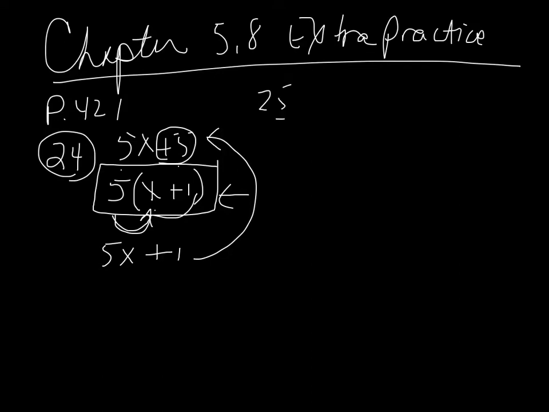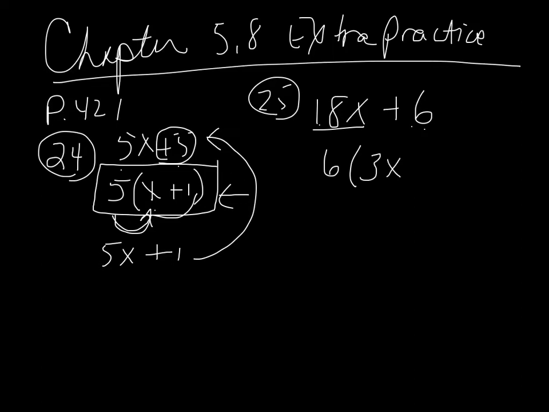So 25 would be 18x plus 6. And so you have to ask yourself, what factor is in both terms? Well, I can pull out a 6 in both. So if I divide, 18x divided by 6 would be left with 3x. And divide this by 6 and I get 1.